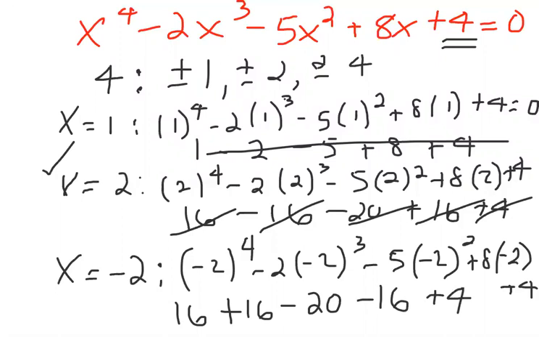So essentially, 16 cancels out negative 16. 16 minus 20 is negative 4. Negative 4 plus 4 is 0. So this one works out too. So guys, what just happened? I found 2 zeros of this 4th degree polynomial. Since the max number of solutions we can find for this problem is 4, how many more zeros of this polynomial are we looking for, guys? We already found 2. So we're missing up to 2 more.